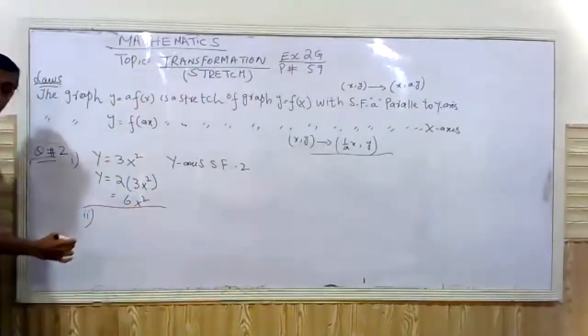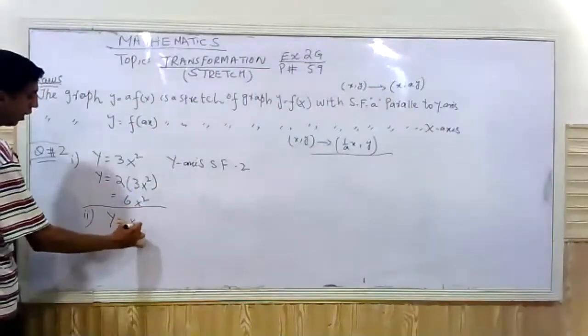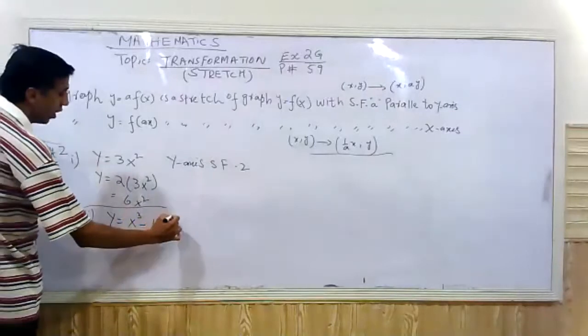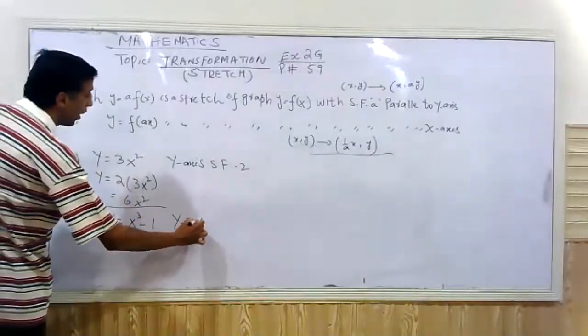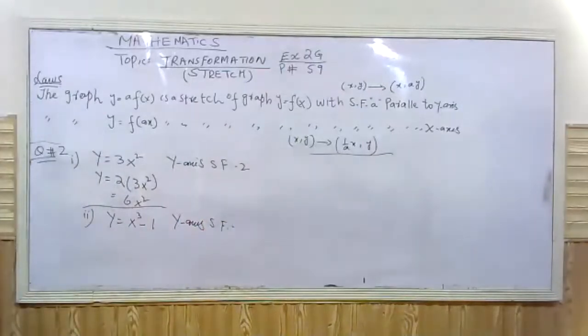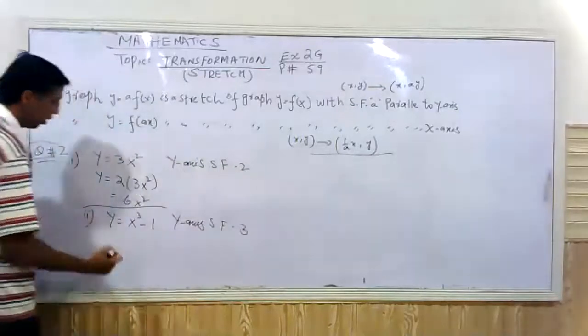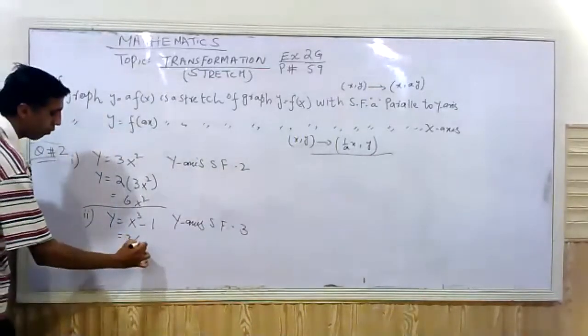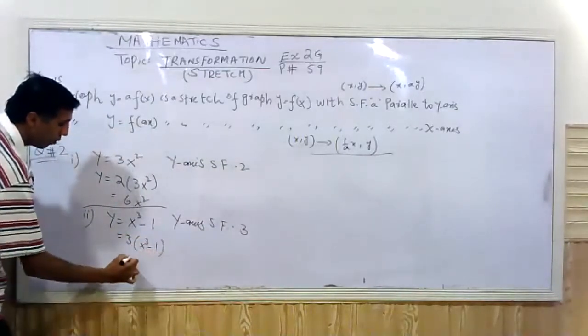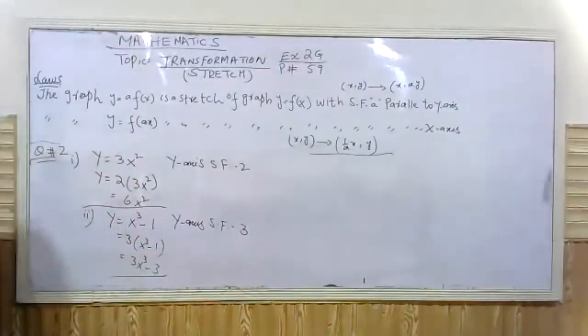Now the second part, y equals x cubed minus 1. Here it is also at the y-axis and the stretch factor is 3. So 3 times f of x gives 3x cubed minus 3. That was the B part.